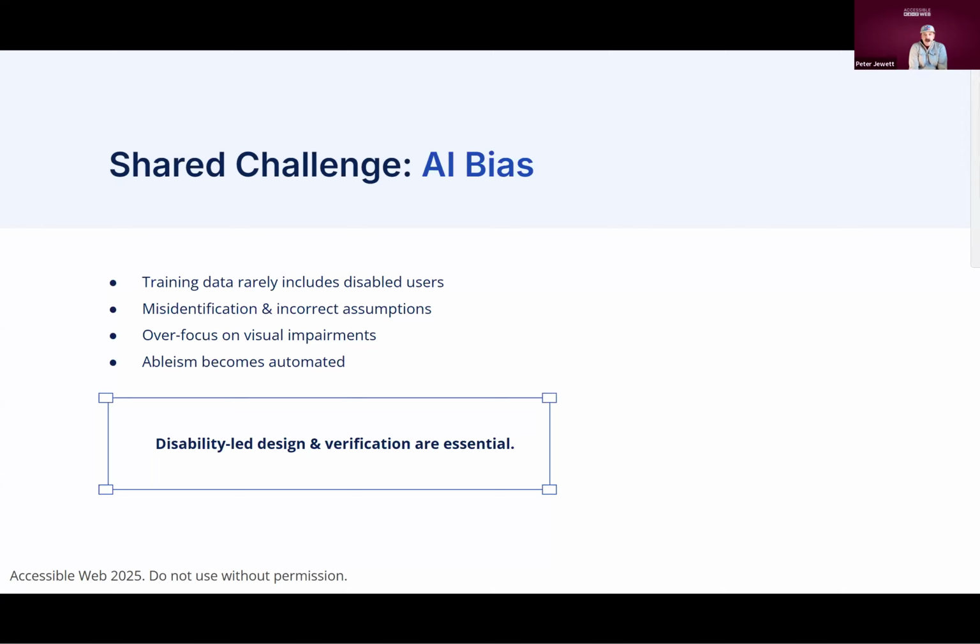And this is why disability-led data sets, inclusive design, and human oversight are absolutely essential. When AI doesn't understand disability, it doesn't just make mistakes, it automates exclusion, oftentimes at scale.